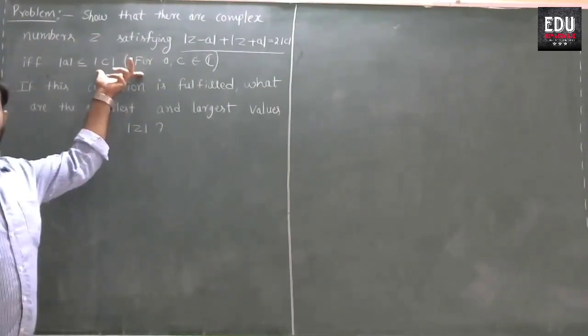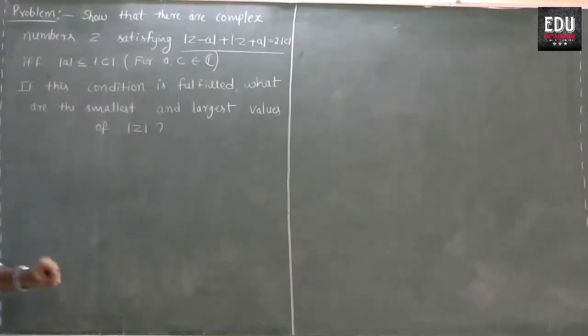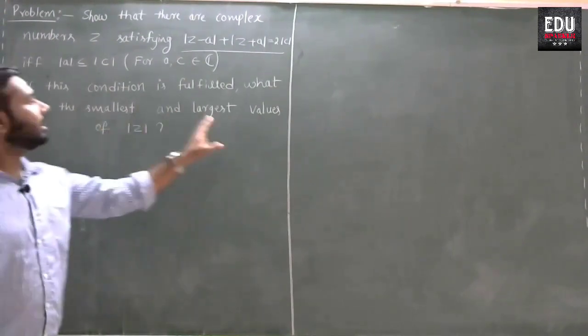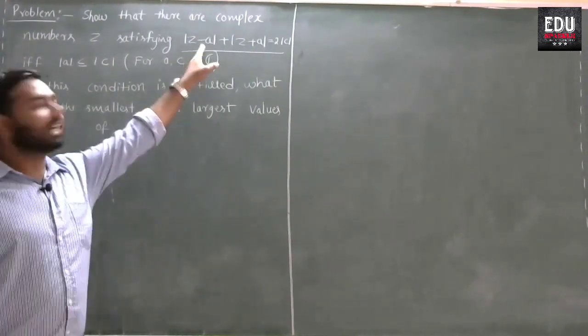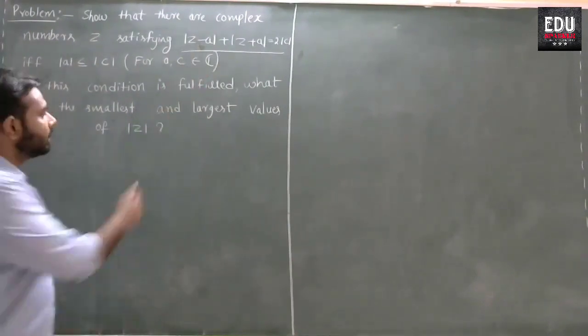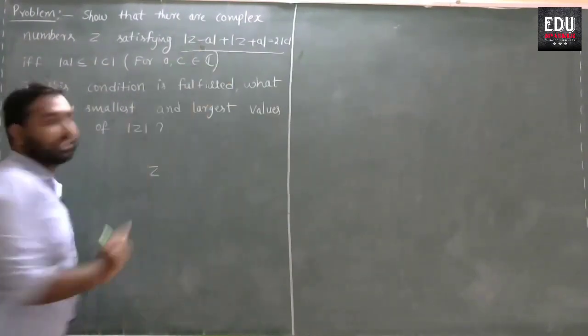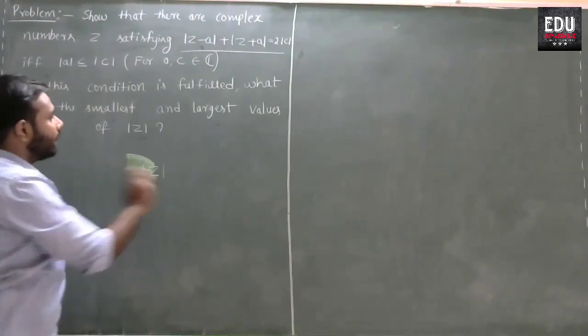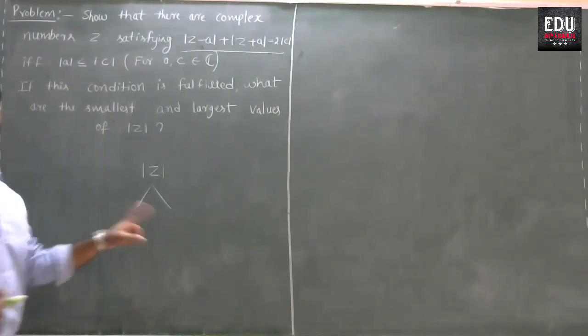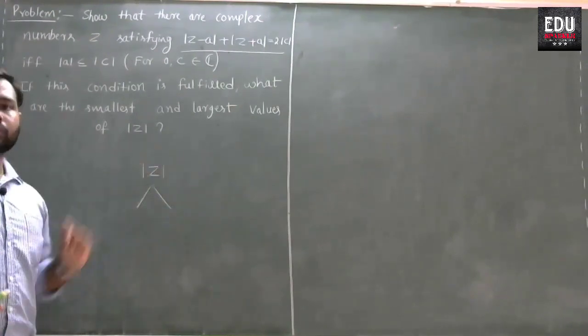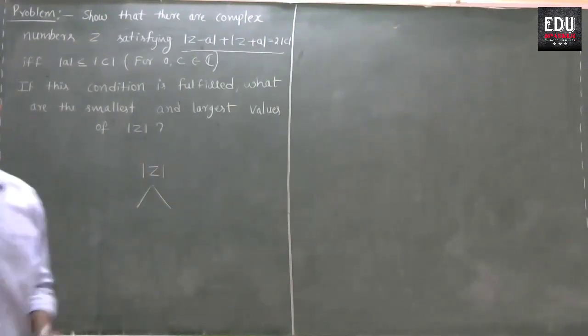Further, if this condition is satisfied, then we have to prove the smallest and largest values of modulus of z for all z satisfying this equation. That means for all the solutions of this equation, we have to collect the modulus of z values and find the smallest and largest value of those values.